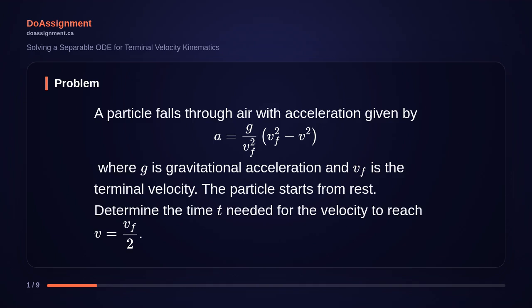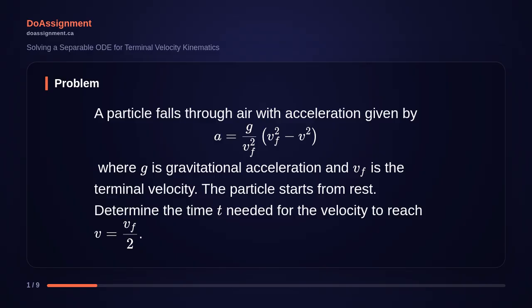A particle falls through air with acceleration given by a equals g over vf squared times the quantity vf squared minus v squared, where g is gravitational acceleration and vf is the terminal velocity. The particle starts from rest. Determine the time t needed for the velocity to reach v equals vf divided by 2.